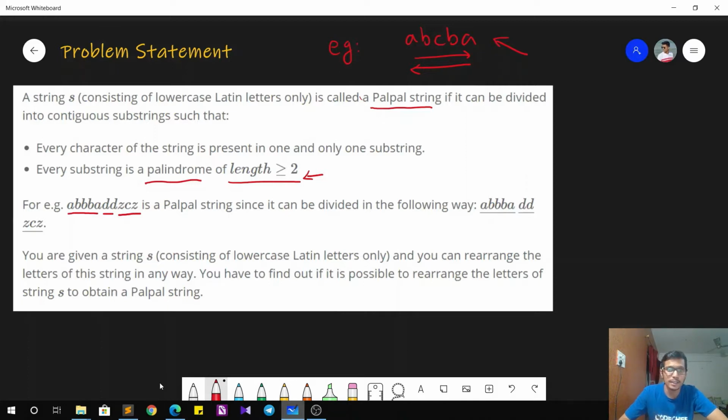So what is our task in this question? Our task is simple. We will be given a string S and we have to tell whether the letters of this string can be rearranged so that we can form a PALPAL string. Not necessarily will the given string be a PALPAL string by default. We may have to rearrange the letters, but we have to just tell whether it is possible to rearrange or not. So that is the question.